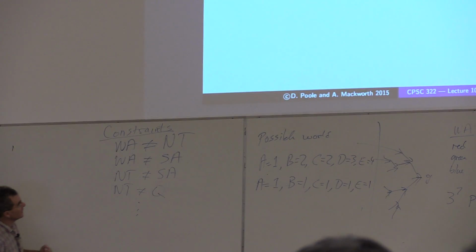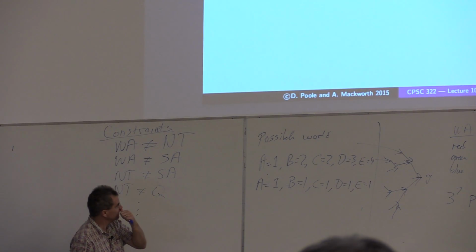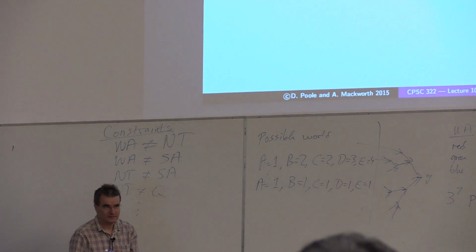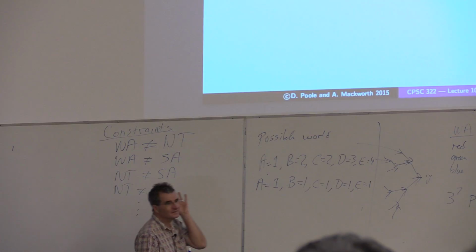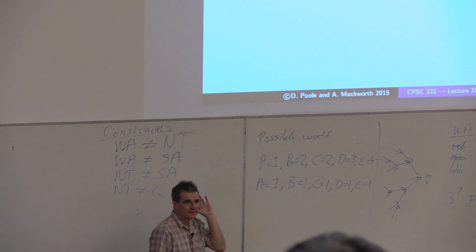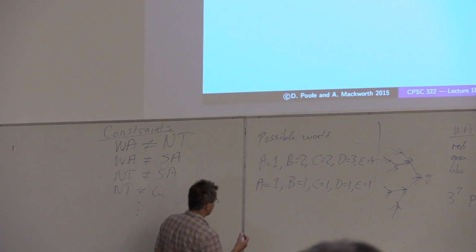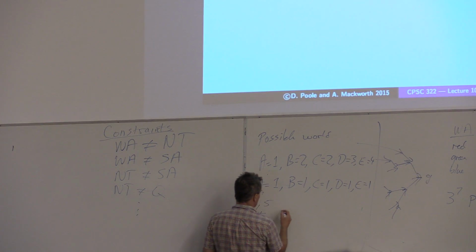How many possible worlds are there in this? I can't hear. 4 to the 5. There are 4 to the 5th possible worlds.